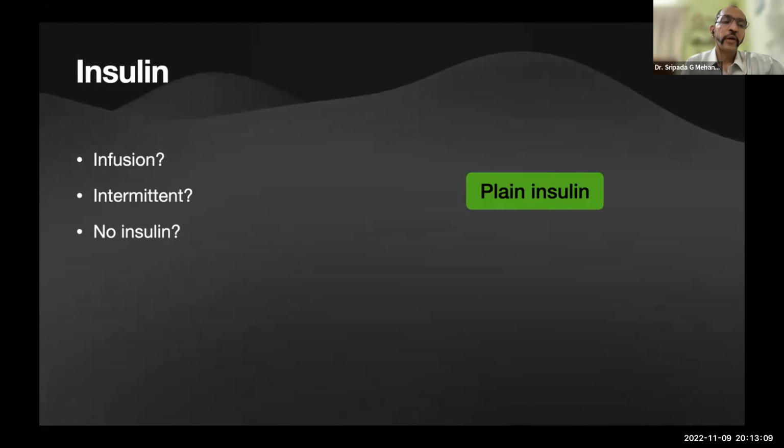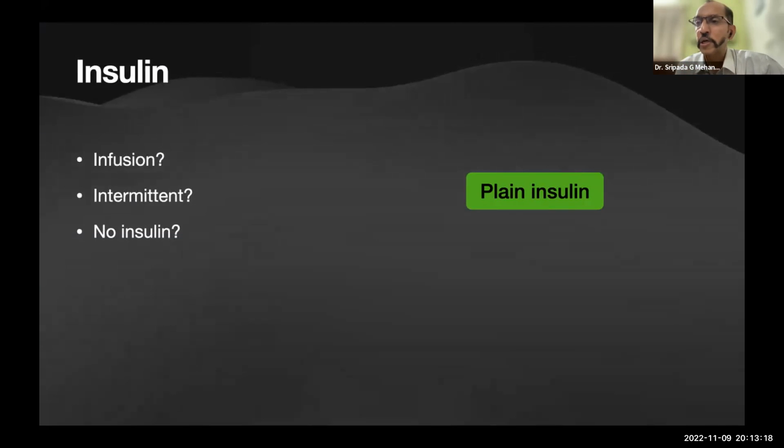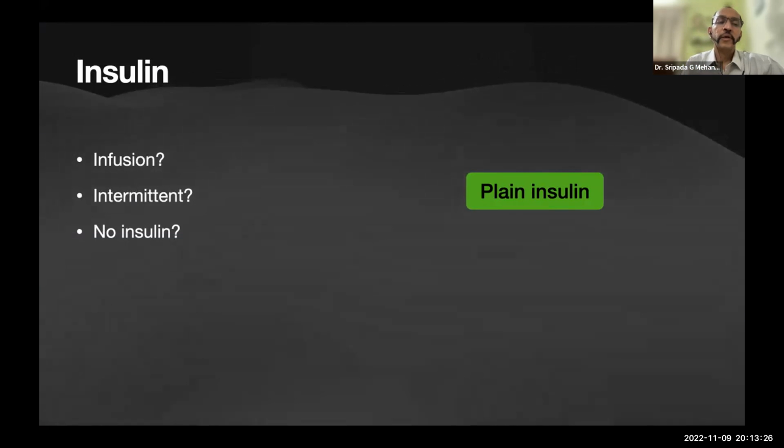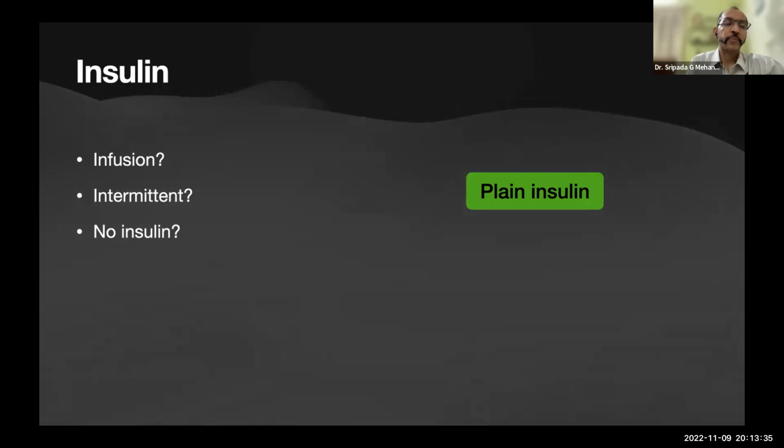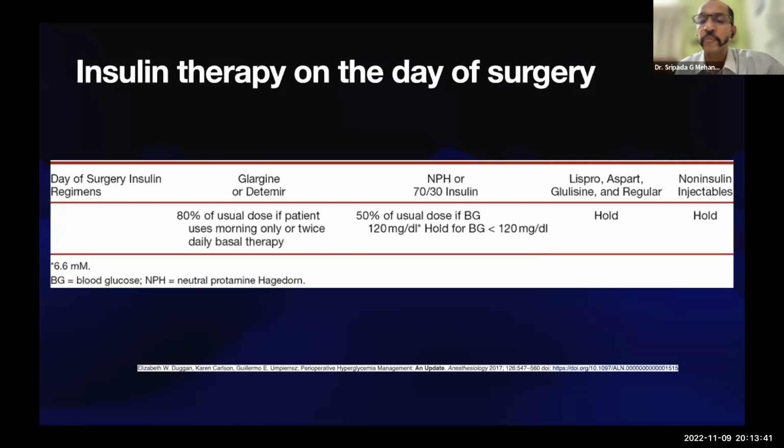Then what kind of insulin do you want to use? Simple, plain insulin or insulin analogs can be used, because the advantage of insulin analogs is they don't cause a sudden hypoglycemia, and short-acting analogs have a duration of half an hour to 120 minutes, and because of the short duration of action, corrective measures are easy to take. There are various ways you can administer insulin: infusion or intermittent dose. An intermittent dose can also be given subcutaneously, which has a better action profile, because of slower onset, steady state of action, and reasonably good duration of action.